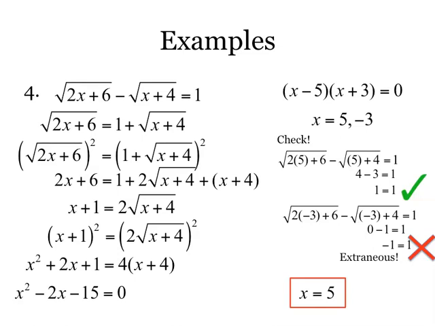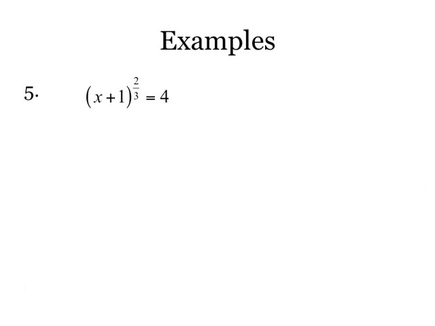All right, let's do another problem. (x plus 1) to the 2/3 equals 4. All right, with rational exponents, another way to write them is to write them in radical form. In this particular case, we can write this as the cube root of (x plus 1) to the 2nd power. Okay, so as a reminder, with rational exponents, the number in the denominator tells you the root. The number in the numerator stays in the exponent.